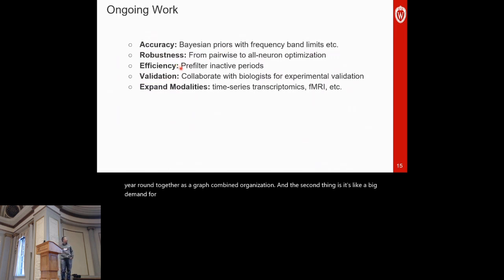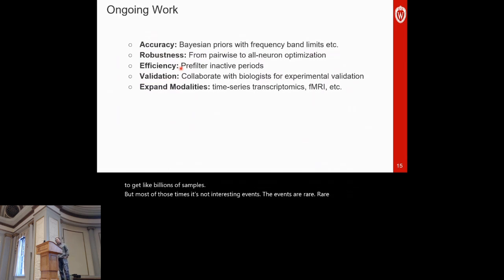In that example, I only showed 10 milliseconds of time series data, but for measurement experiments, people do experiments for hours. If one second has 1,000 samples, then it's easy to get billions of samples. But most of the time, there are not many interesting events. The events are rare. So it's possible we can design a smart way to pre-filter inactive periods.